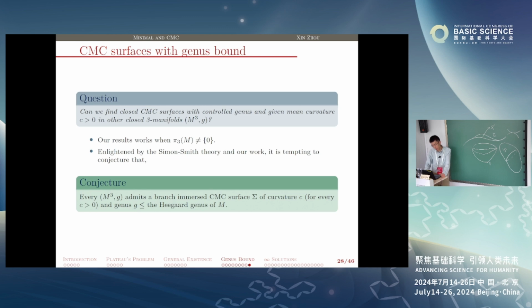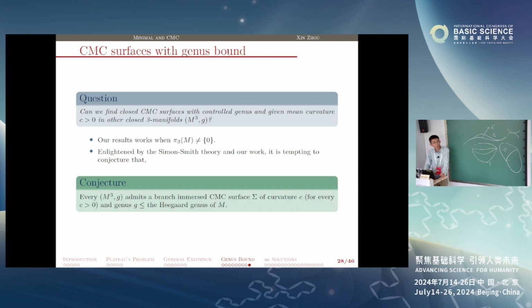It's tempting to conjecture that every closed manifold admits a branched CMC immersion of curvature C with genus bounded by the Heegaard genus. There's a natural sweepout, a natural functional to apply. The thing is whether one is able to build up the existing regularity theory there. So this is the fourth part of my talk. Any questions?